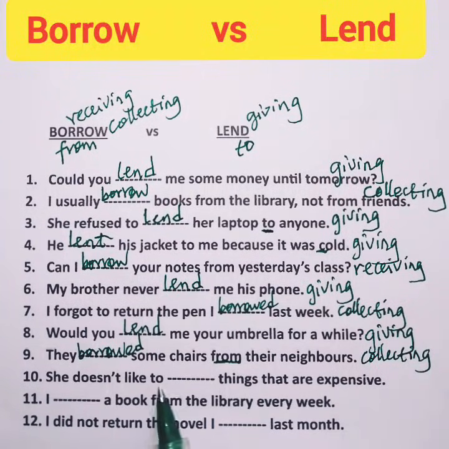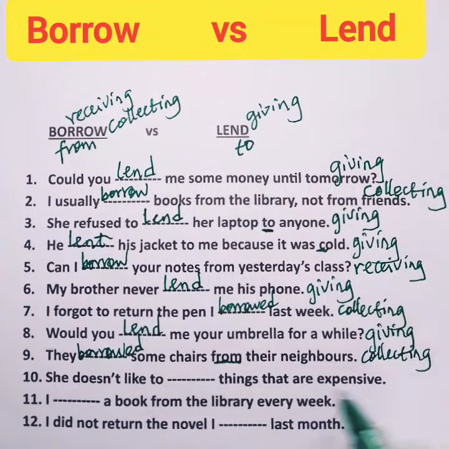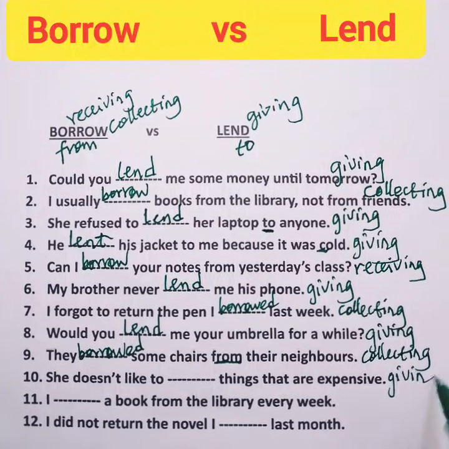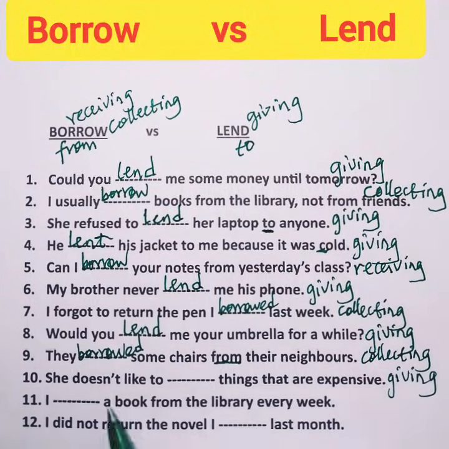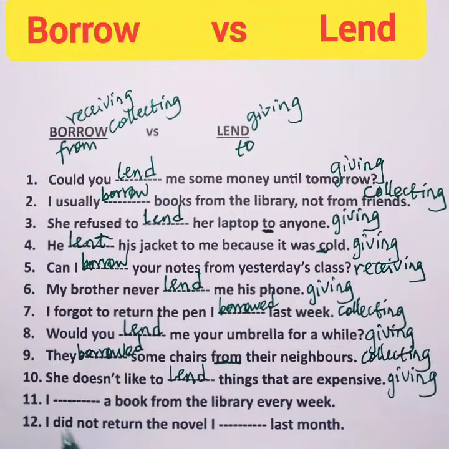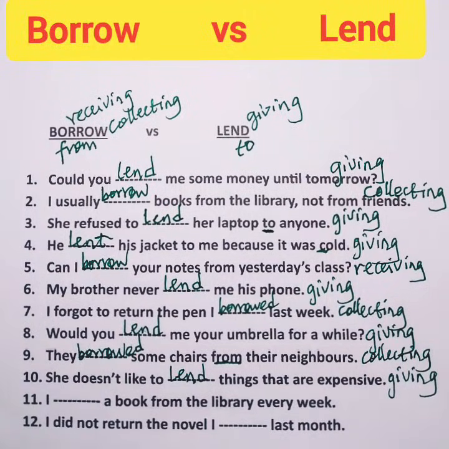10. She doesn't like to blank things that are expensive. She doesn't give out things that are expensive. So, giving is the action involved. In other words, lend is the correct word. She doesn't like to lend things that are expensive.